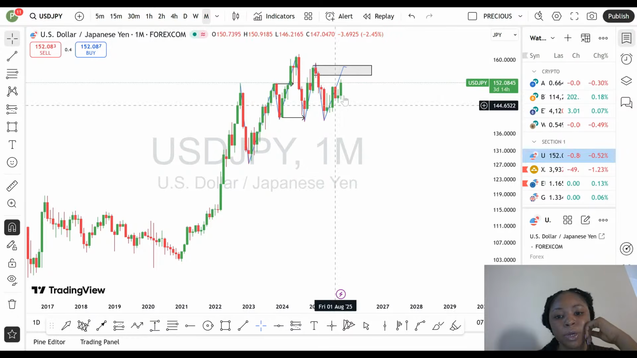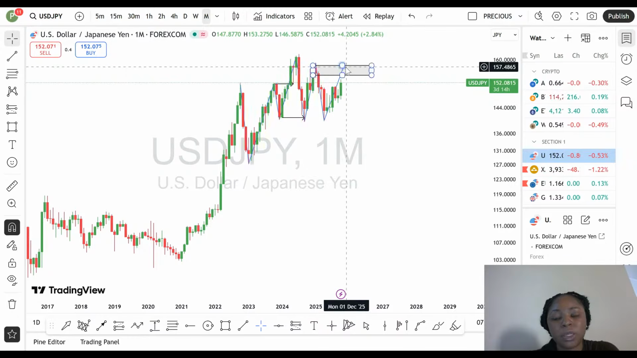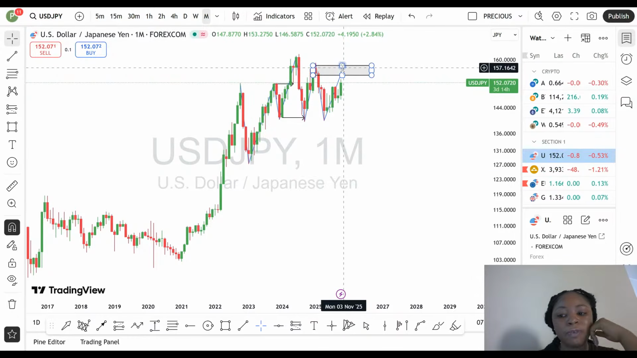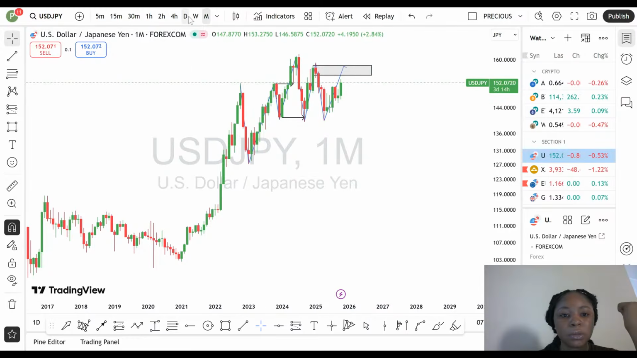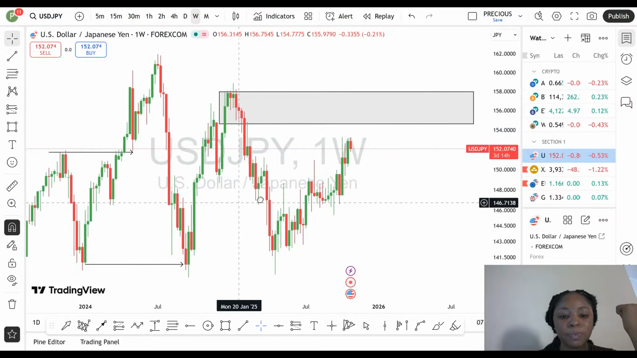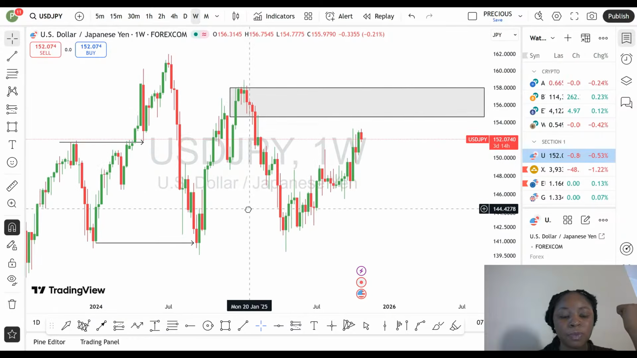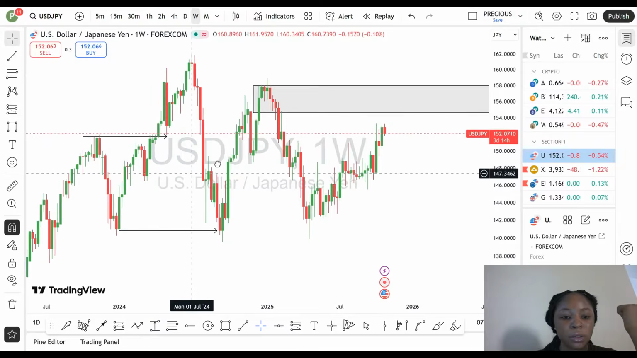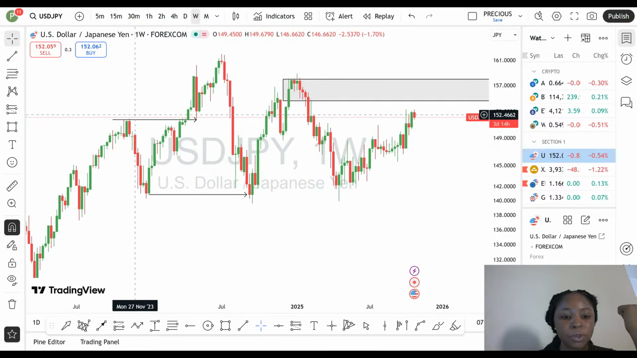Okay, so back to what we are saying now. So you can see we are expecting price to come into this resistance level here so we can sell. But you can see from the higher time frame now we are in a bullish market. Okay, so let's go to the weekly time frame. You can see from the weekly time frame now it's clear right here. All right, so we have a break of structure here to the upside.